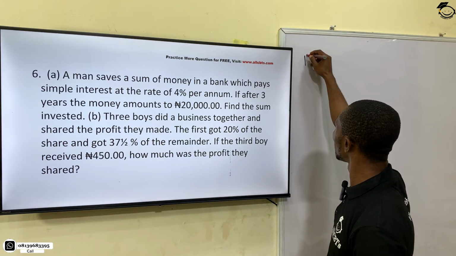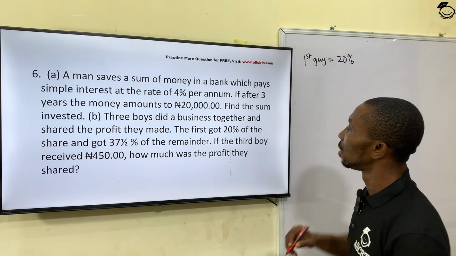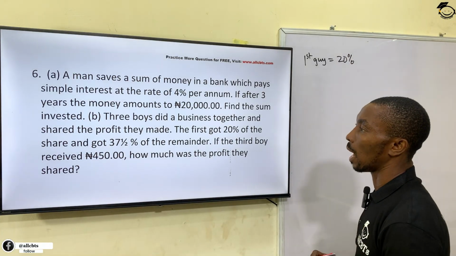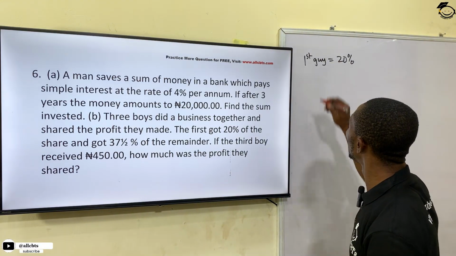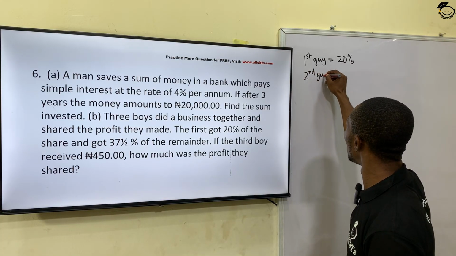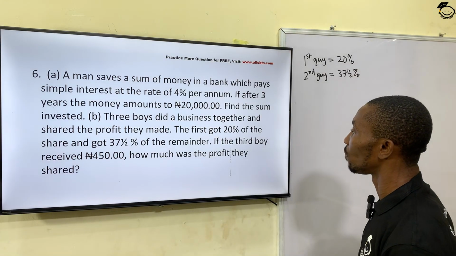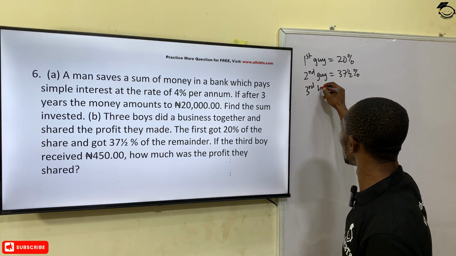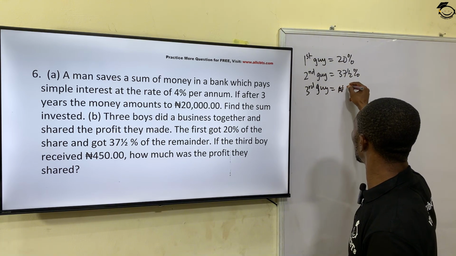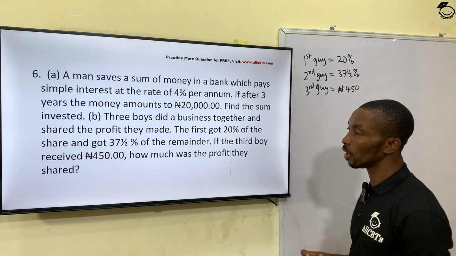Now, the first guy got 20% of the share, and the second guy got 37.5% of the remainder. If the third guy received 450, how much was the profit they shared?